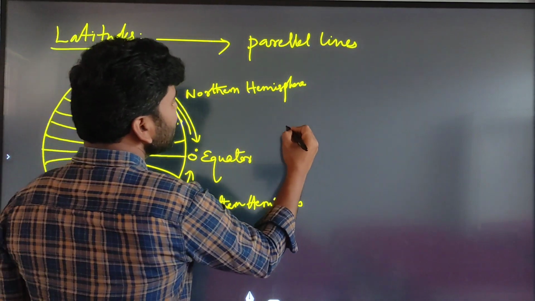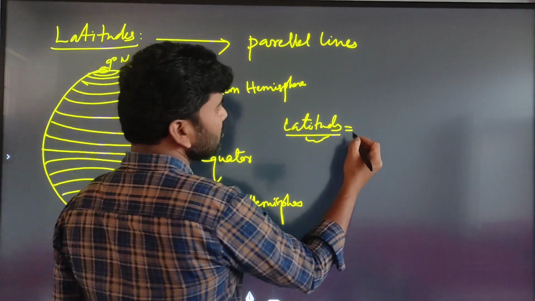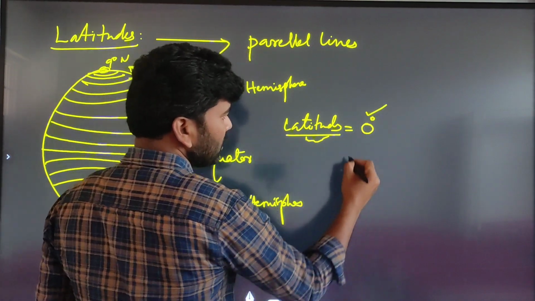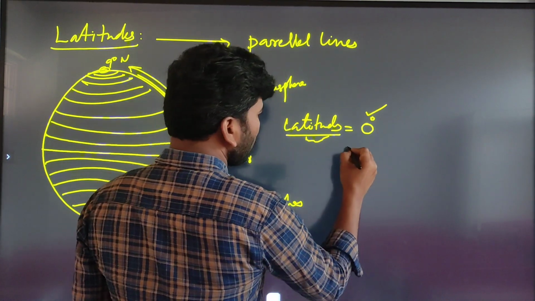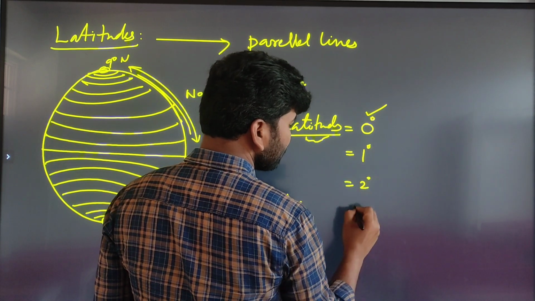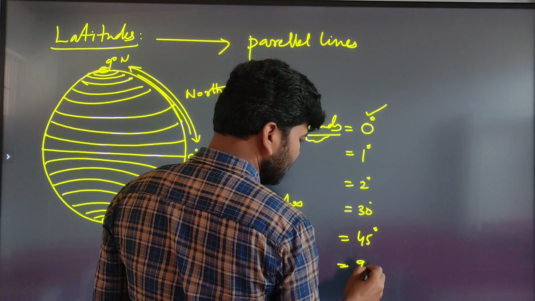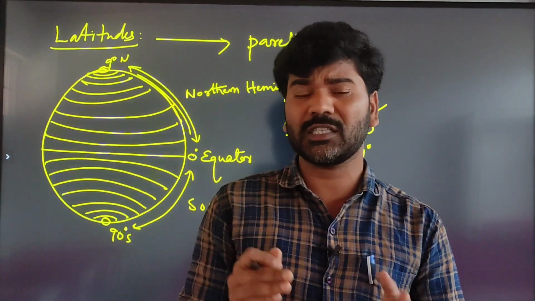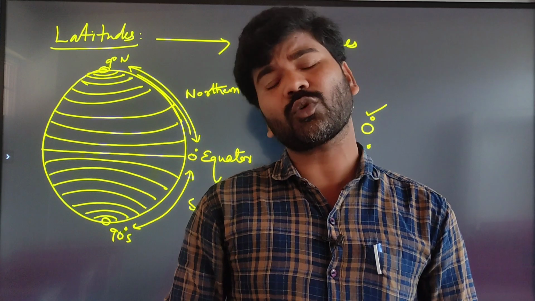And these latitudes can be measured using units called degrees. So this is the degree symbol: 1 degree, 2 degrees, 10 degrees, 30 degrees, 45 degrees, 90 degrees, etc. We can measure the latitudes using a unit called degrees.